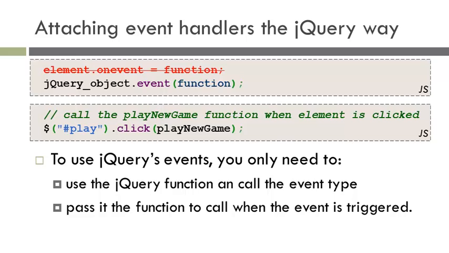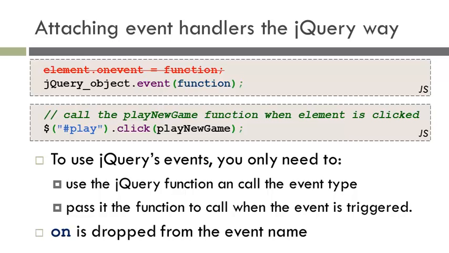Attaching event handlers using jQuery is done through a function, not through an assignment. To use jQuery events, you need to first have a jQuery object or use the jQuery function and then call the event type. The field to be passed in is the event handler, which is to be called when the event is triggered. In jQuery, the word "on" is dropped from the event name. For instance, in native JavaScript, you would call onClick, but in jQuery, this would simply be click.